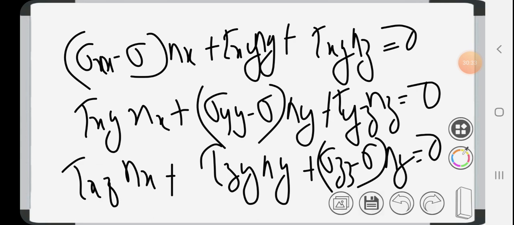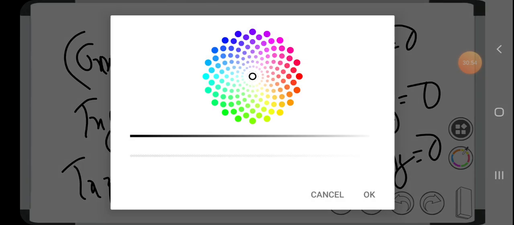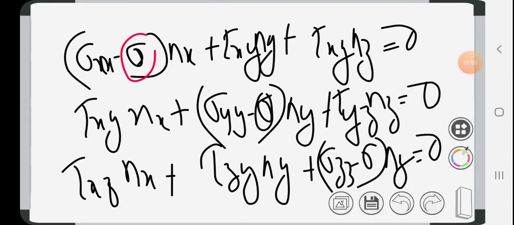If we know all this, sigma is the principal stress, right? This sigma is the principal stress because this is the magnitude of the t vector in that particular principal plane, right? Because there is no shear stress, only normal stress. So students, this sigma is the principal stress.